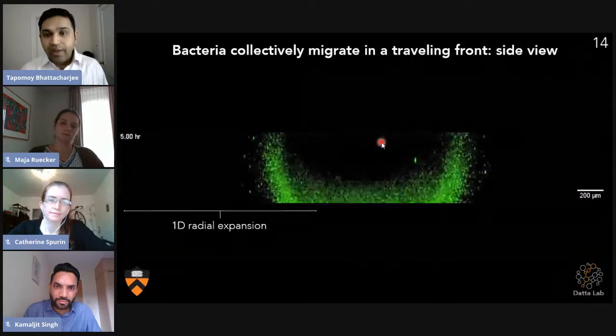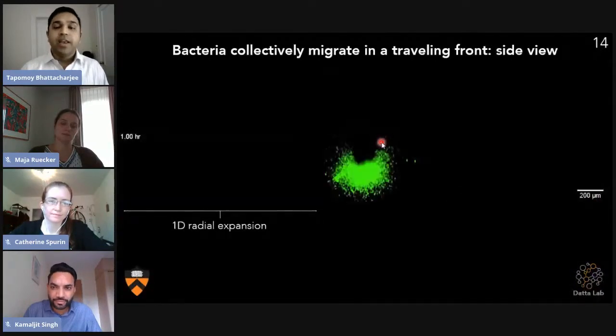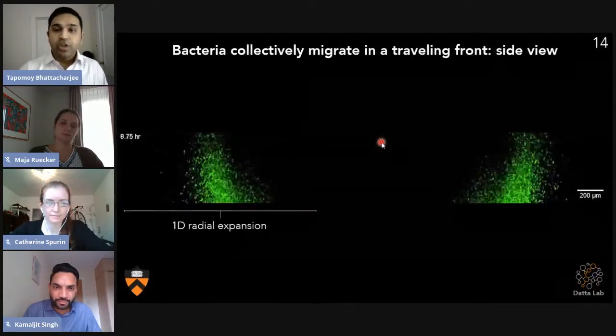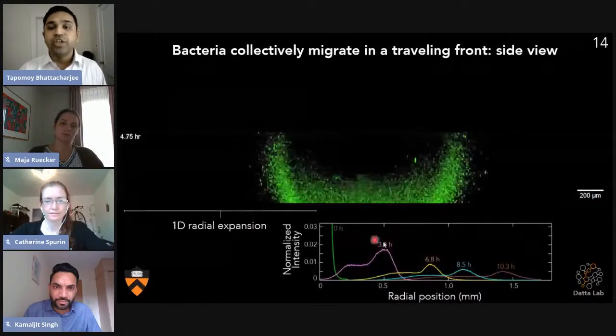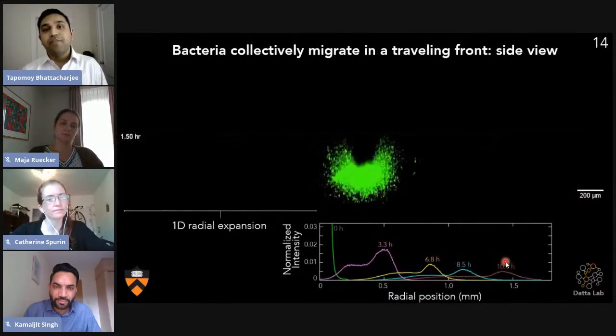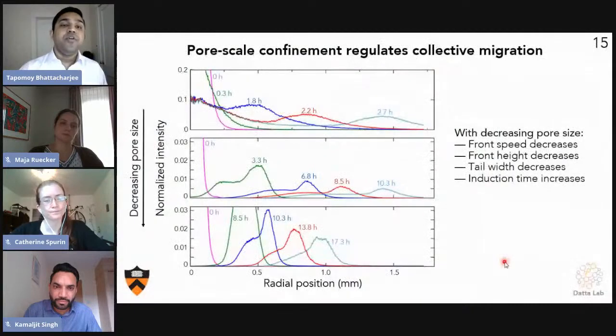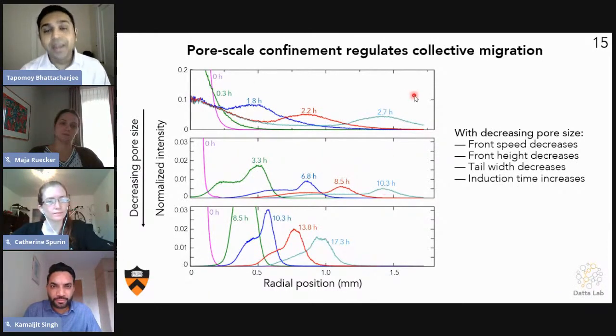And we can collect this data, and we can azimuthally average this fluorescent intensity to question how fast these traveling waves are moving. And in fact, we can repeat this process at different pore sizes, and we find that as we decrease the pore size, the traveling wave speed decreases.